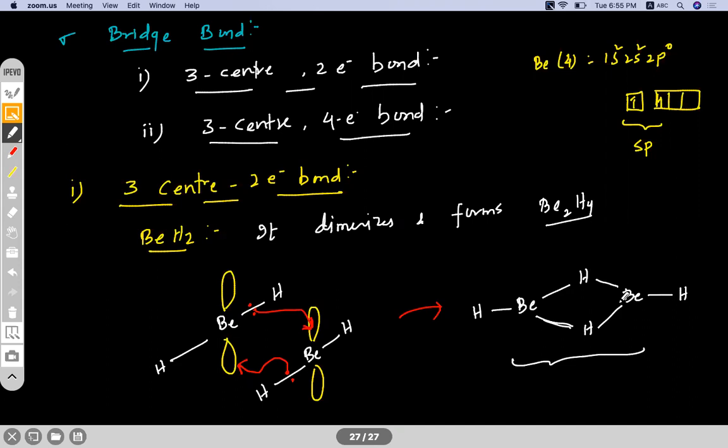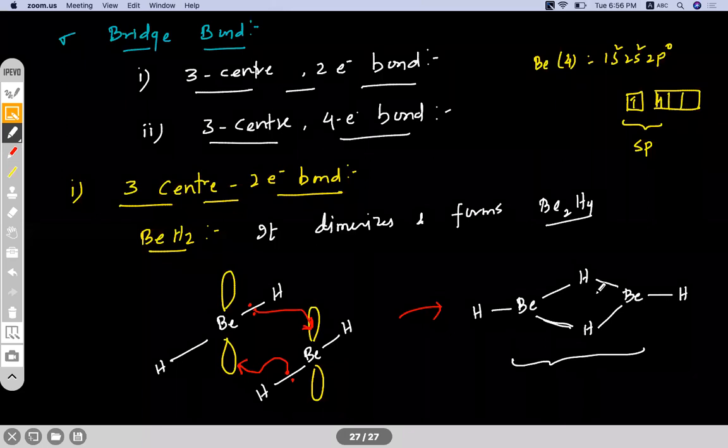Now you see this forms a bridge here, right? This is a bridge between the two molecules. That's why it is a bridge bond. Why are we calling it a 3-center 2-electron bond? I have drawn 2 bonds here, but the number of electrons is 2 only. It means these 2 electrons are associated with the nuclei of 2 beryllium atoms and 1 hydrogen atom. So we have 3 nuclei, 1, 2 and 3, and 2 electrons. So it is a 3-center 2-electron bond. Understood?